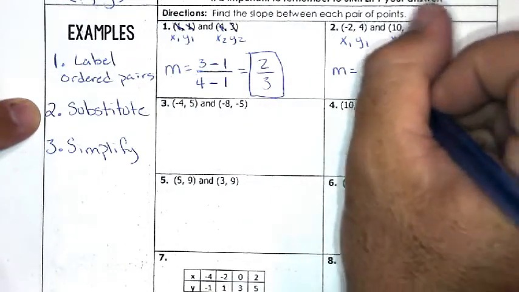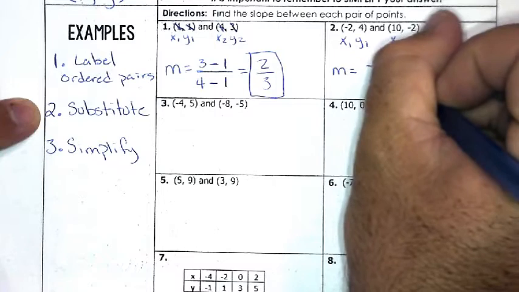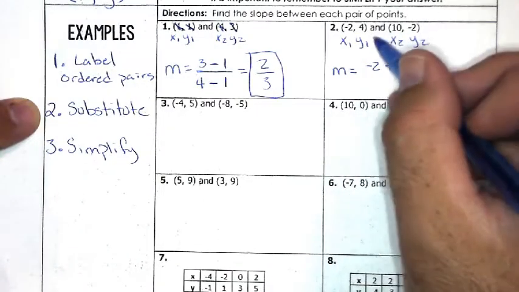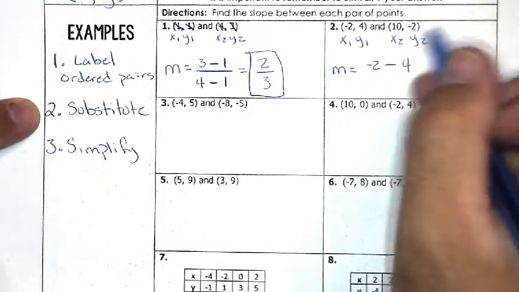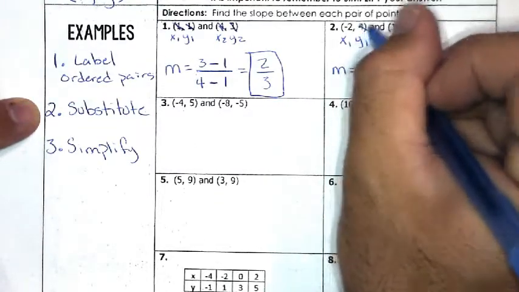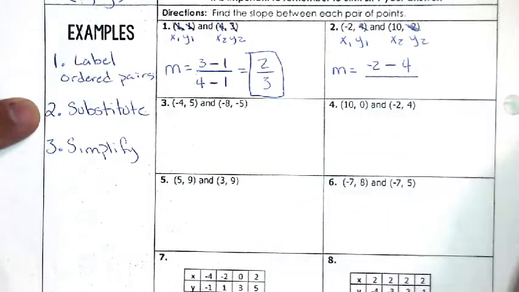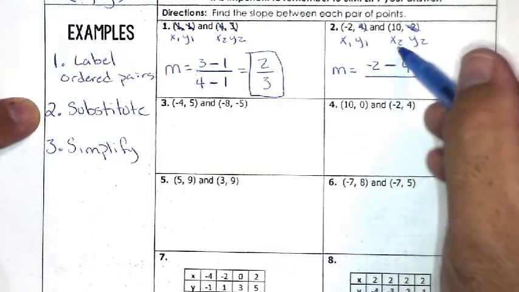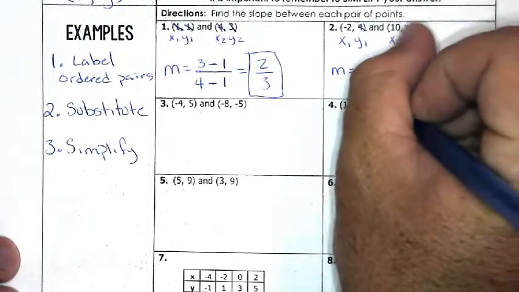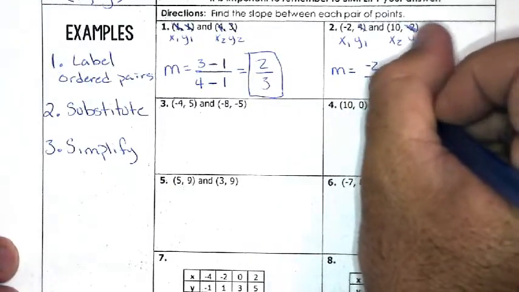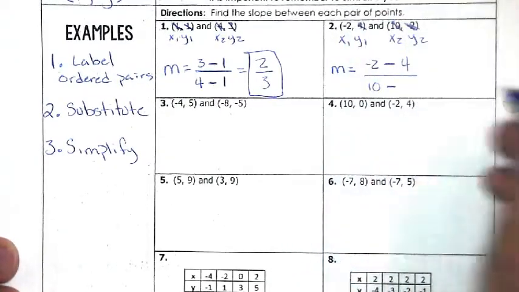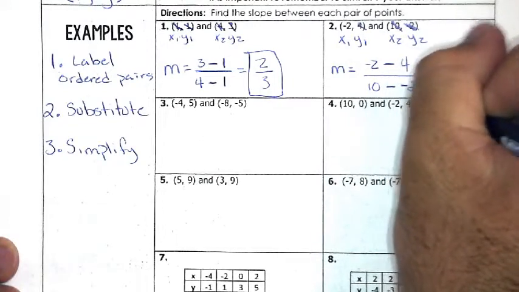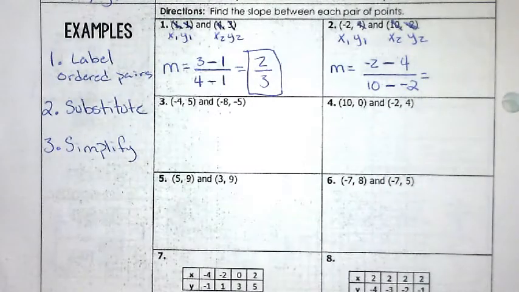What's the value of my y1? 4. Okay? What is the value of my x2? 10. The formula says it must be subtraction. Now I ask, what is the value of my x1? -2. All right. Yes, I can have a minus a negative. I can have that. This is why I want you to have your calculators. Turn them on.